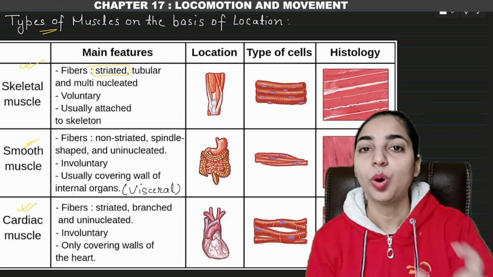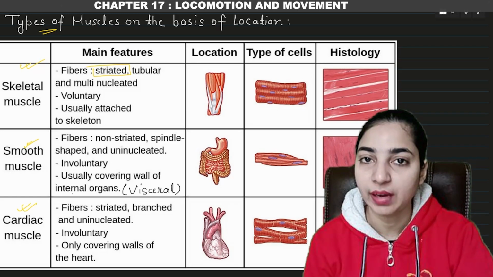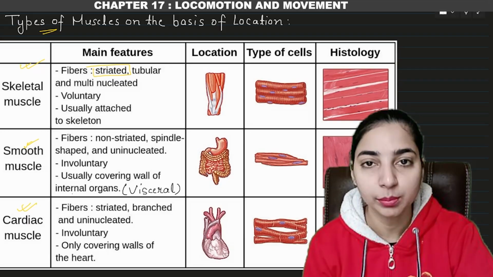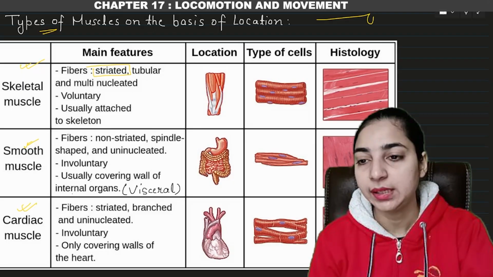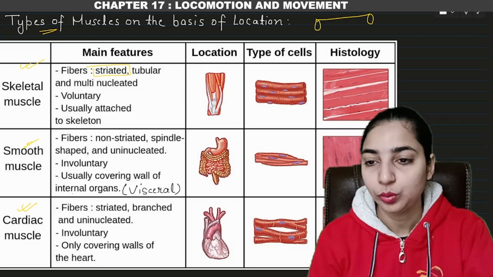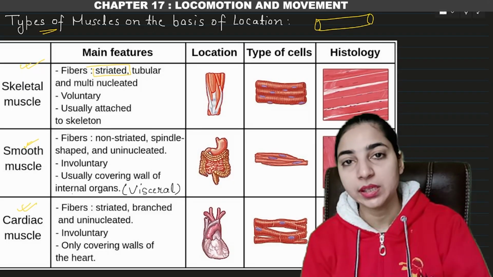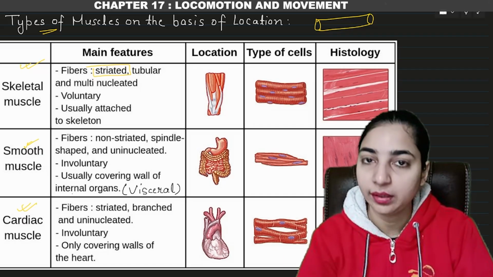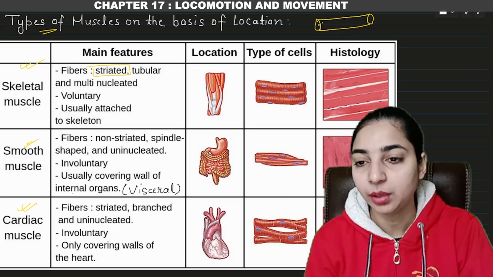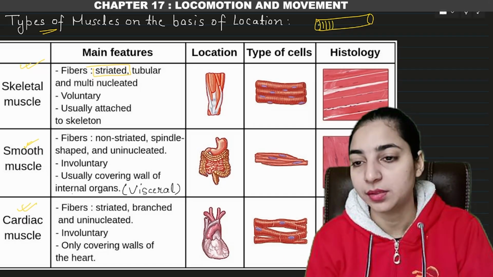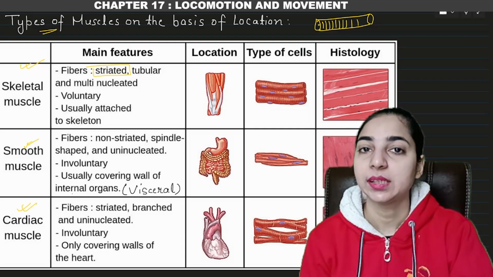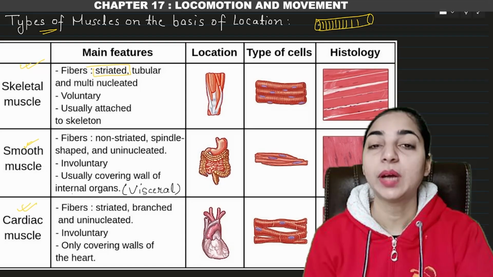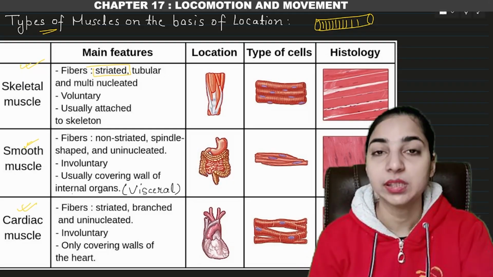That means if you observe the skeletal muscle fiber under the microscope, you will see a striped appearance. The shape is cylindrical or tubular. So the shape of the muscle fiber is tubular or cylindrical, and if you observe them under the microscope, stripes will be present. Therefore, these muscle fibers are known as striated muscle fibers. These muscles are striated.